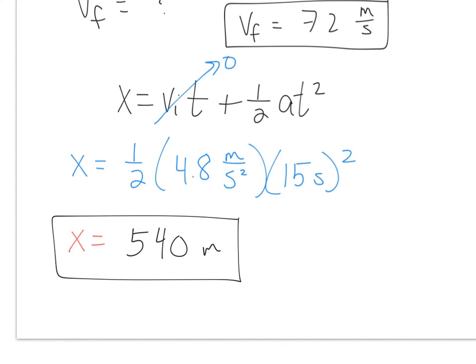So I'm glad that you're all answering and all focusing. Very good. Good section. So 540 meters is how long the runway needs to be. It's a pretty long runway. A football field is 100 yards. A meter is a little more than a yard. So this is more than 5 football fields in length.